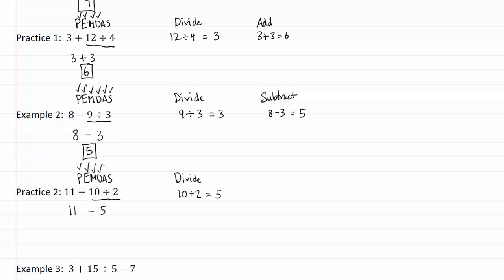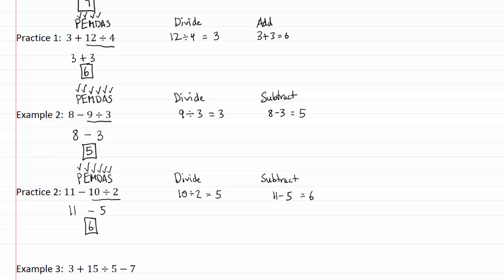So now I've got to add and subtract as I go left to right. I've got no addition, I've got subtraction to do. Subtract. 11 take away 5. 11 subtract 5 is 6. So this expression simplifies to 6.